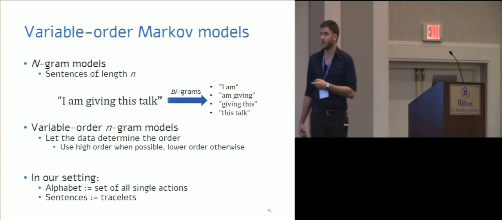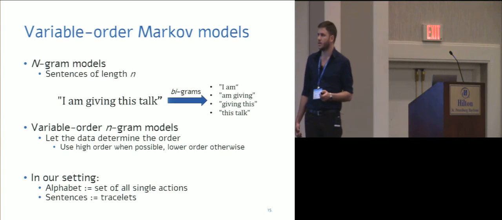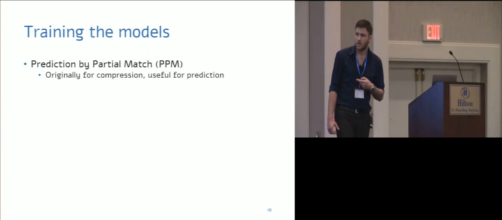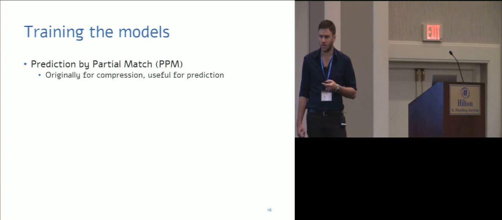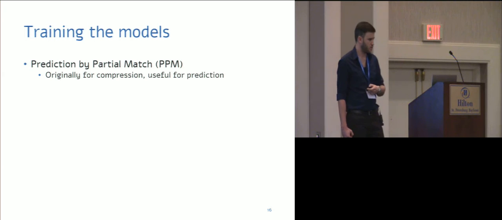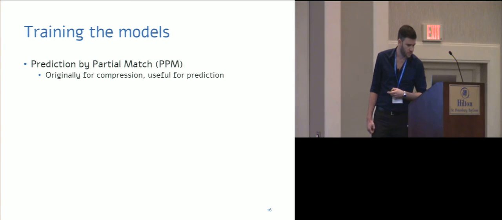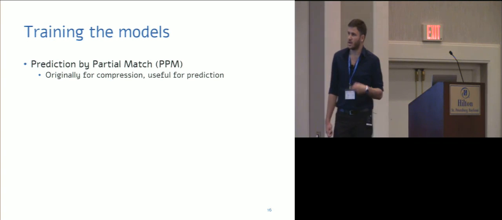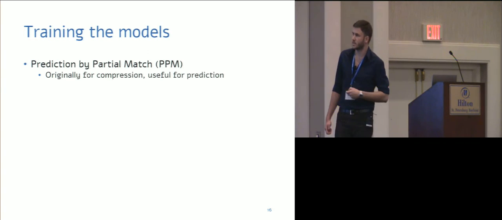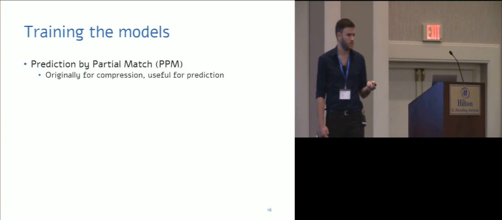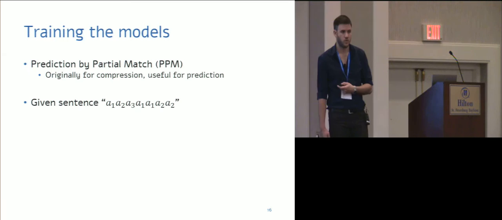And now that we understand what kind of model we're looking at, we can go ahead and train it. And I'm going to describe the way we train a model using the prediction by partial match algorithm, which is what we used in our implementation. This algorithm originally was proposed for compression, but it's also very useful for prediction. And whenever we're given a set of sentences to train the model, a set of tracelets, what we do is we pass each tracelet to the model.